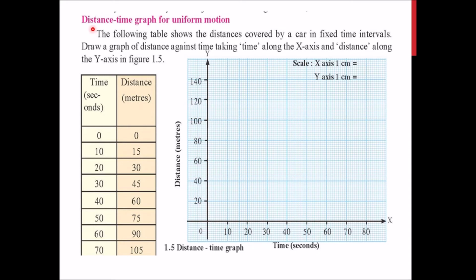So students, the next part is something very interesting with respect to graphs. Here we will understand how we convert the distance and time graph into uniform motion. If you look at the data over here, time is given in one column: 0, 10, 20, 30 in a consistent way. The distance is given as 0, 15 meters, then 30, 45, and so on. So let us plot the graph as of now.